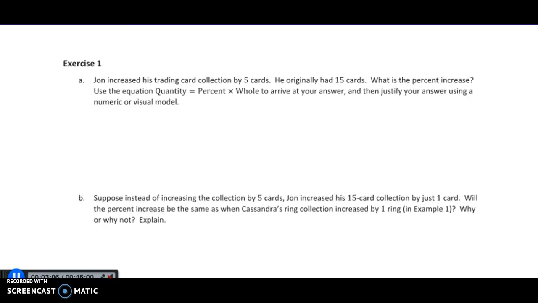At the top of the next page, you have exercise 1. This will be a chance for you to do the exact same thing that we did with Cassandra's rings. I'd like you to do letter A. I'd also like you to do letter B. And I'm going to make one note here. When you're reading through the problem, it says he originally had 15 cards. Remember, that's the term that we're really looking for here, originally. What was the total at the beginning of the problem?